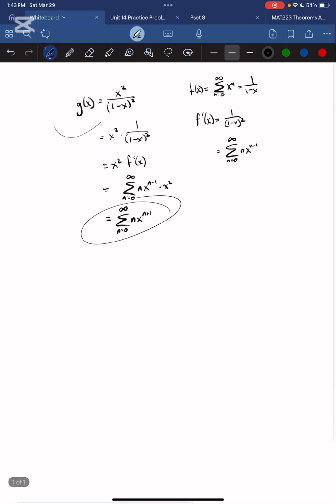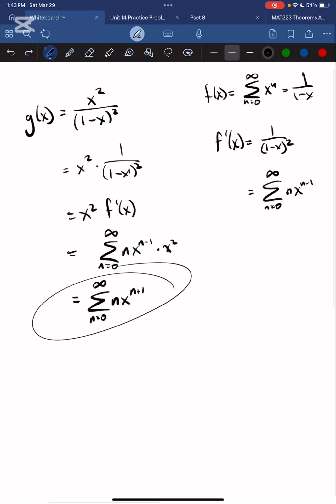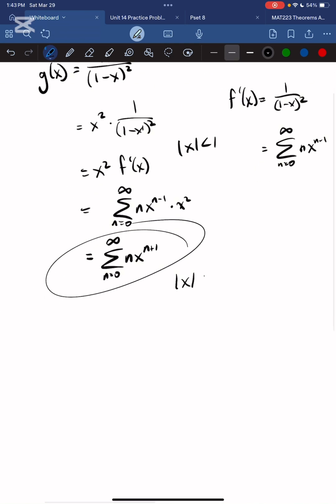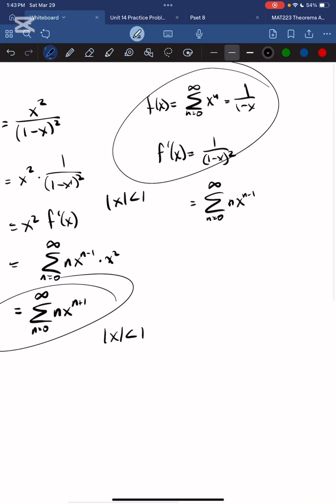That's how g of x is represented, right? And we know this is the case. Like when we plug in f prime at x, that's true for all x less than 1. So this is all true for x less than 1 as well. Because when we differentiate this guy, nothing changes, right? The radius of convergence doesn't change.